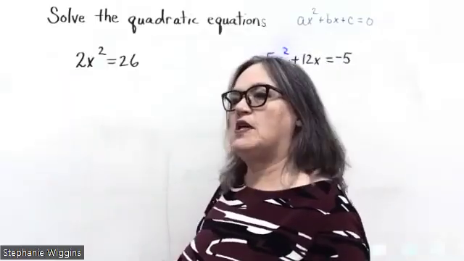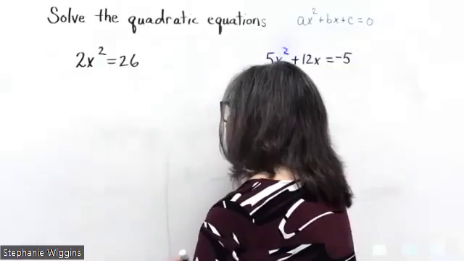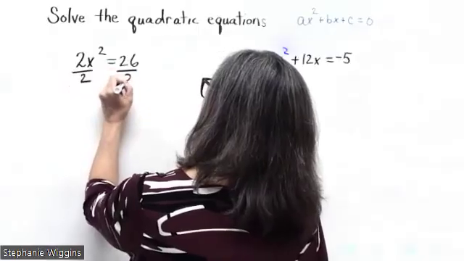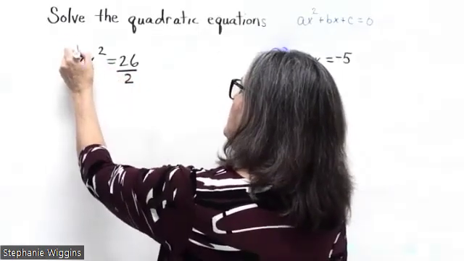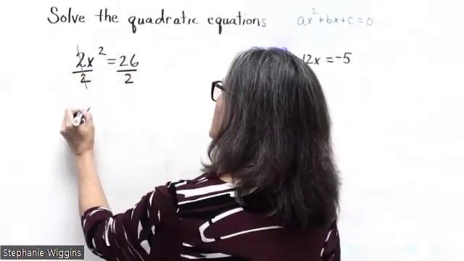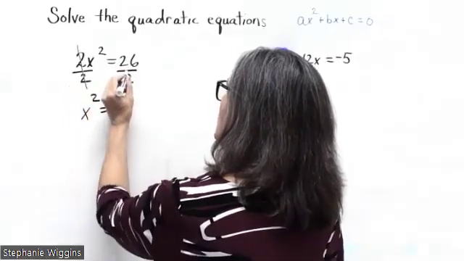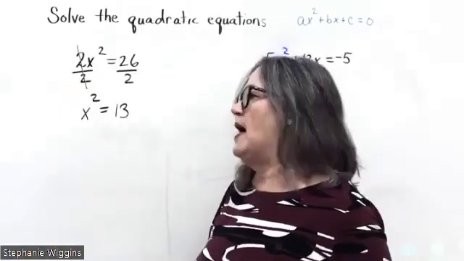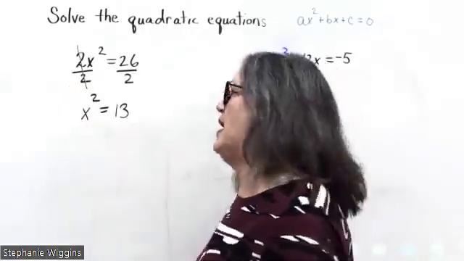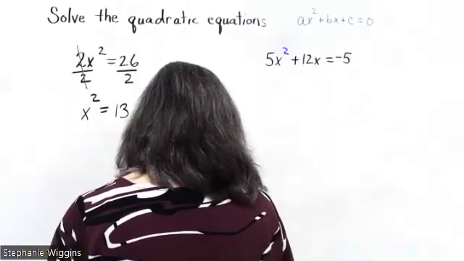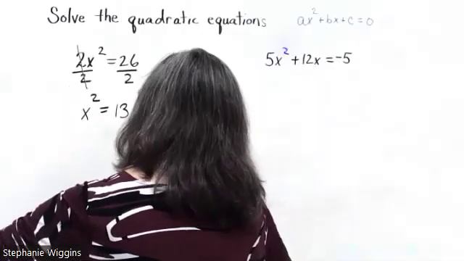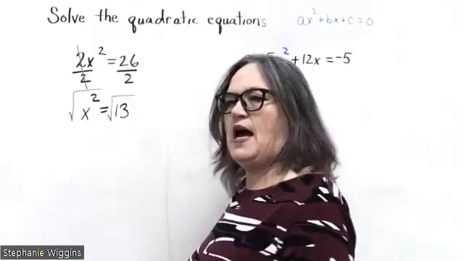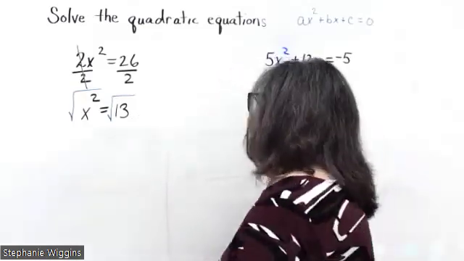But before we do that, we're going to divide out by 2. So when I divide out by 2, this is 1, so it gives me x squared. And 26 divided by 2 is 13. Now at this point, I can take the square root of both sides. So I'm going to go ahead and do that. As long as you're doing it to both sides, that's allowed.